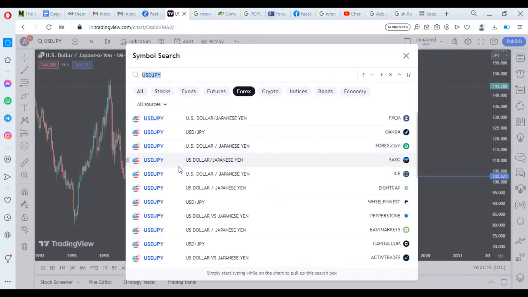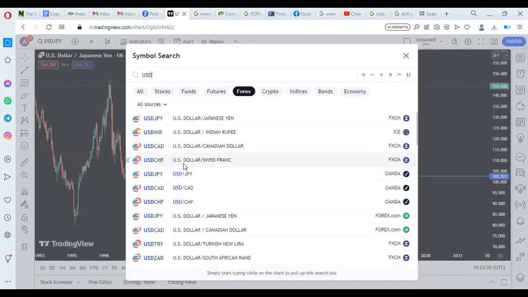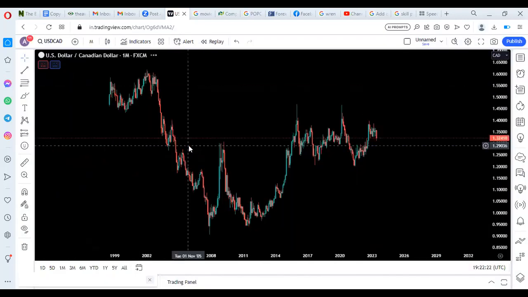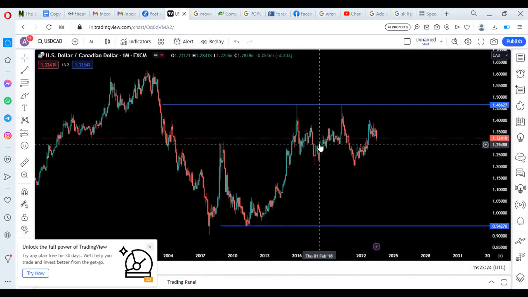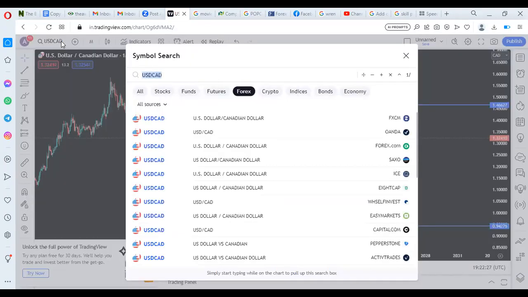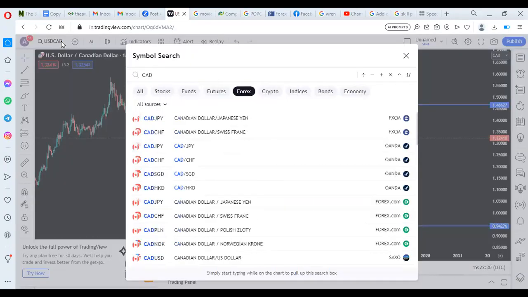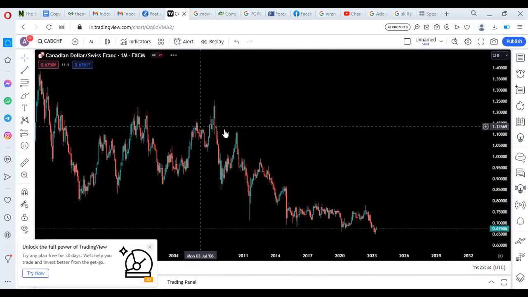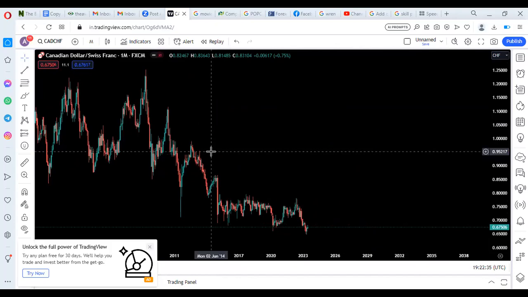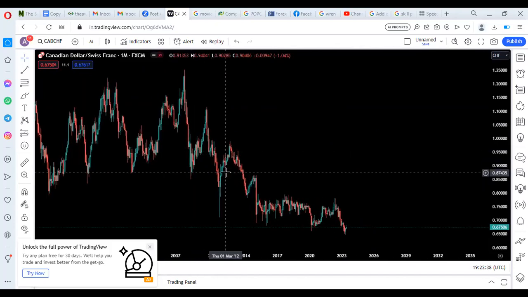Let me pick USD CAD. I don't want a chart where something is on it already. Let me see another one. Okay, let me see CAD. All right, this is a currency pair that has nothing done on it, so I want to show you how I take my trades. I go to my monthly time frame.